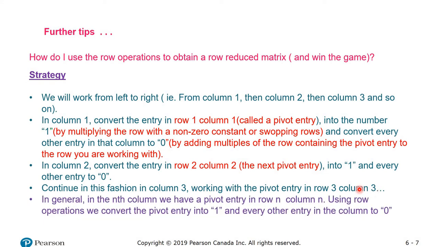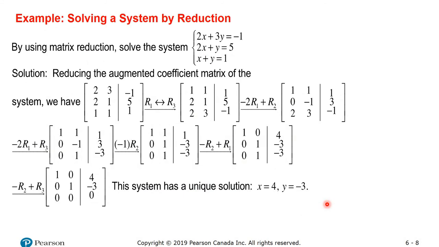So in general, if you're working in the nth column, then you work with the row n, column n as being your pivot entry. So the entry in row n, column n becomes your pivot entry. And the procedure is the same. Make the pivot entry 1 and make every other entry in the column 0. So here is an example which is enforcing this procedure.